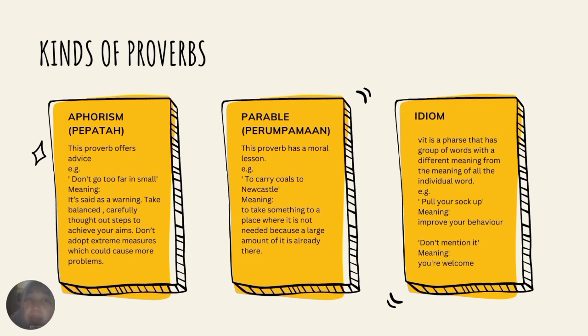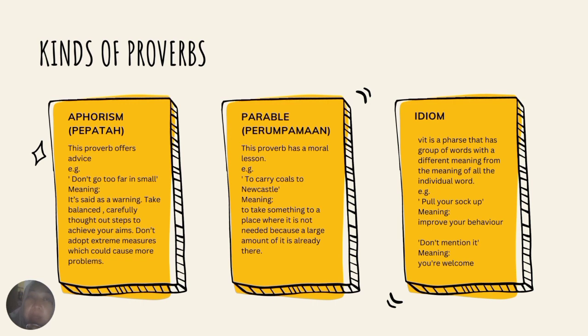Okay, the second one is called parable, or perumpamaan in Indonesian. This proverb has a moral lesson. Example: to carry coals to Newcastle. This proverb means to take something to a place where it is not needed because a large amount of it is already there.